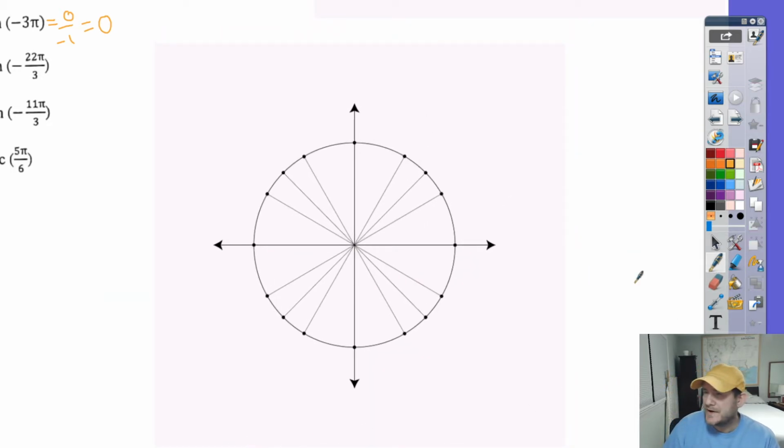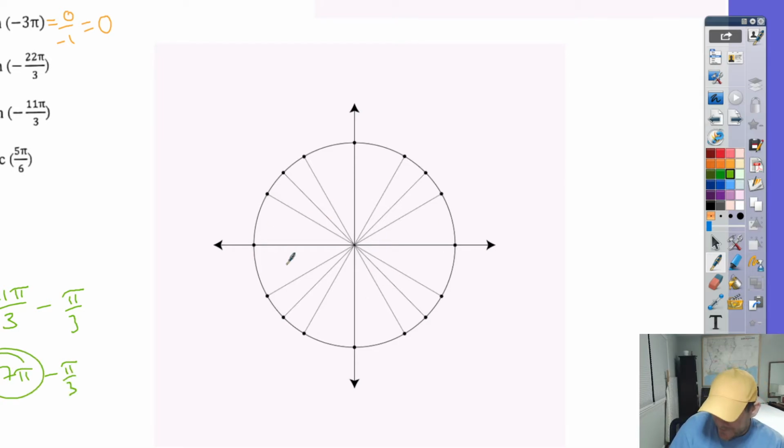Negative 22 pi over 3. All right. That's the same as what? Negative 21 pi over 3, take away an extra 1 pi over 3. That's a negative 7 pi minus an extra pi over 3. This is odd, remember, and I'm going in the negative direction, so I guess I've gone around 1, 2, 3, 4, 5, 6, 7, and then an extra pi over 3. Pi over 3 being 60 degrees. So that angle's right here after a bunch of rotations.